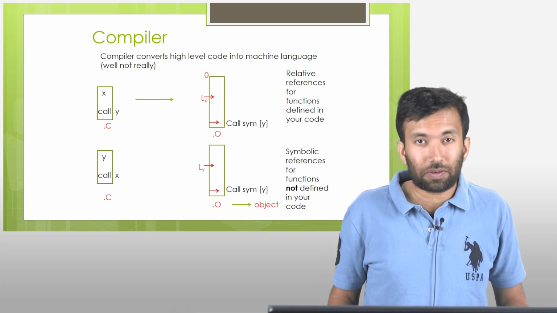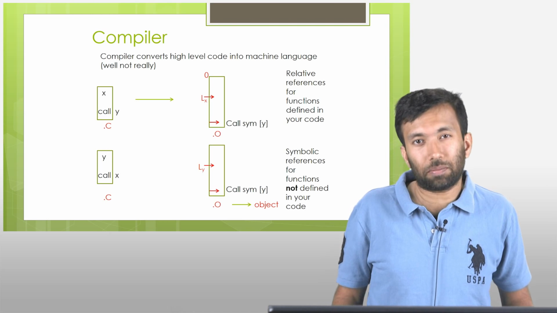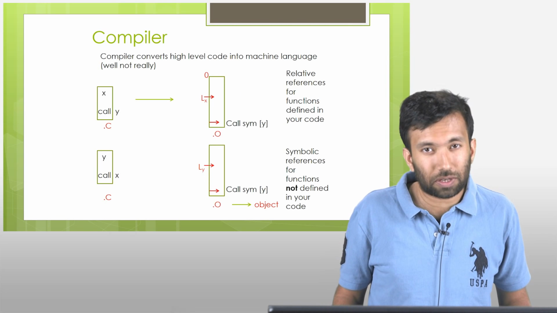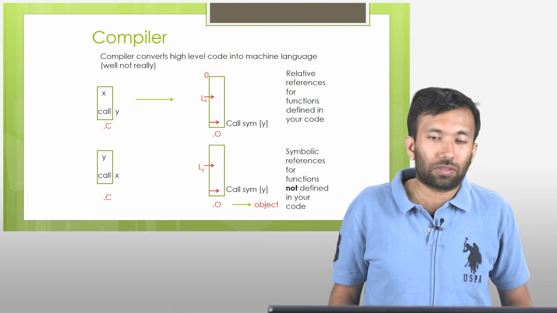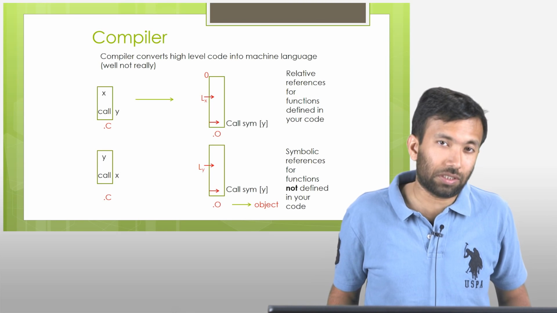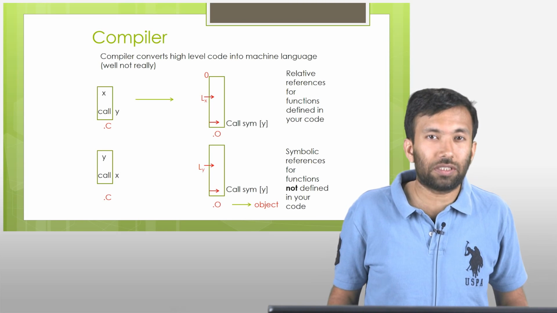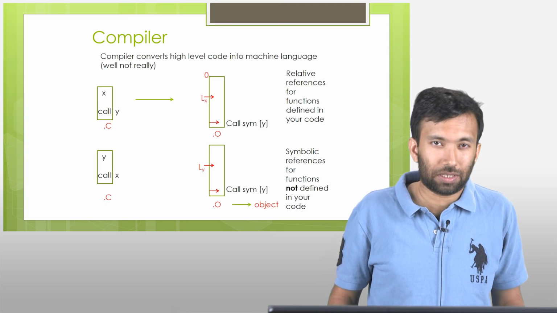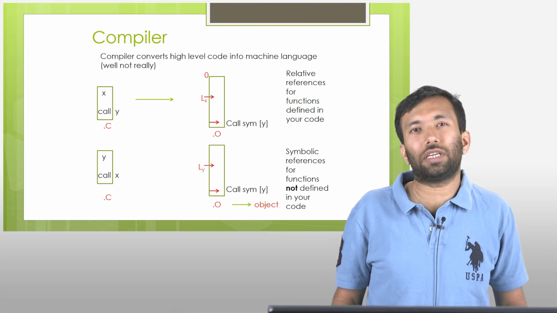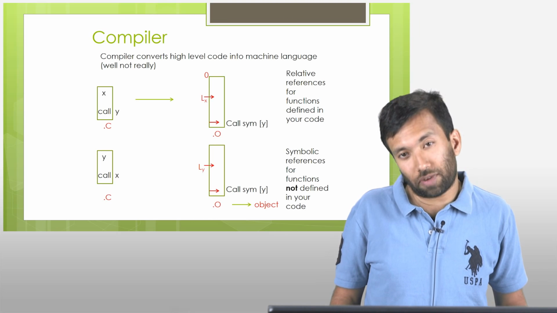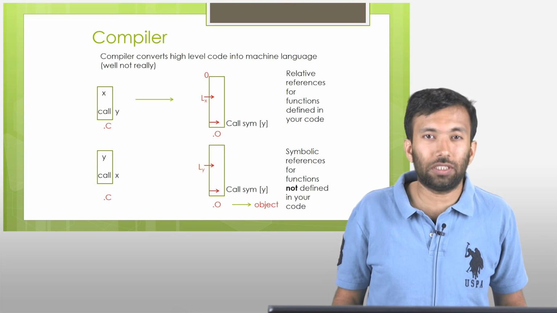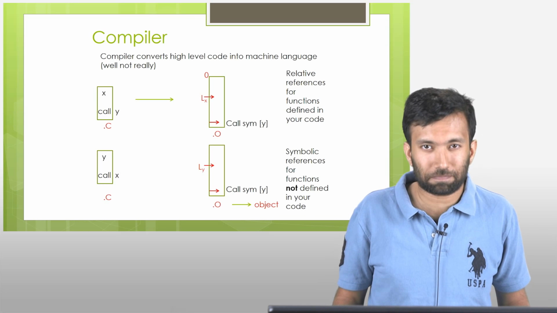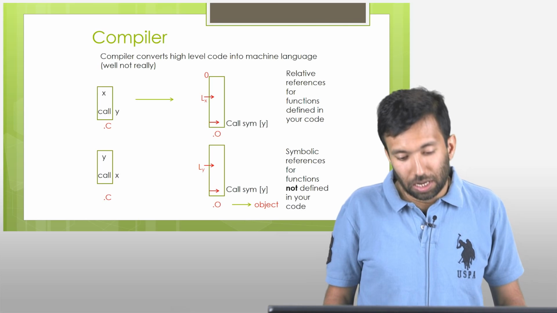The second type of references or tags that the compiler keeps are for library functions. So the compiler cannot convert library functions as well. So for the library functions, the compiler keeps a different type of tag, and that tag is called the symbolic reference. So symbolic reference is a tag for a function that is not written in your code or in your file. It is written in some library functions, library files.